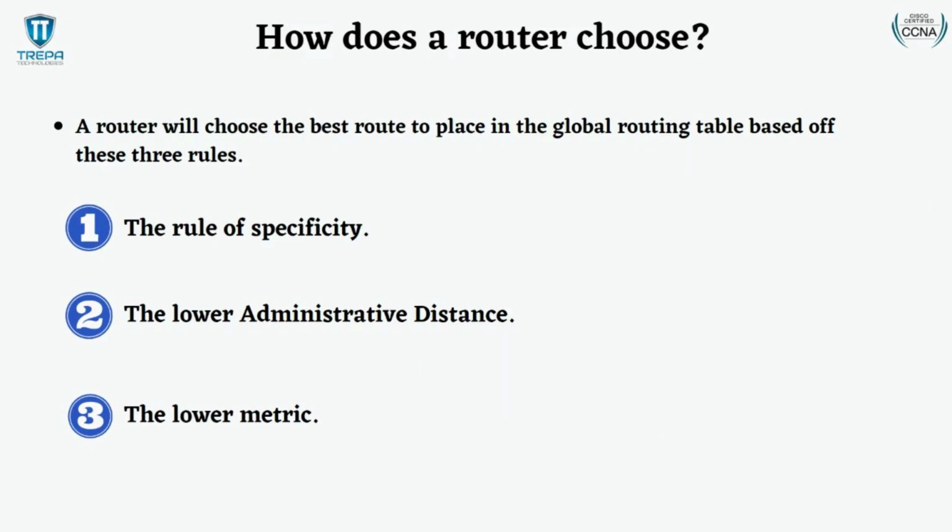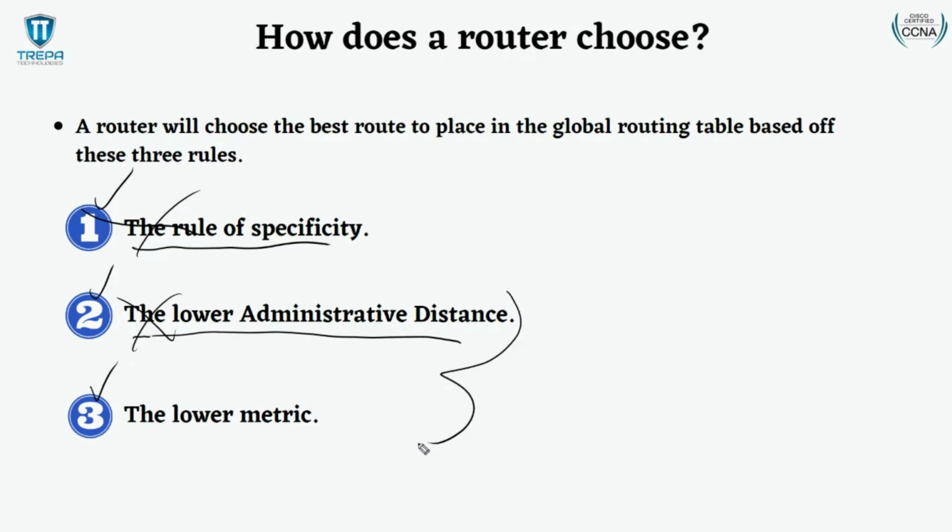And there's three rules. If you don't remember anything else from this video, remember these three rules. The rule of specificity, which trumps everything. This is chronological, right? The lowest administrative distance is next if this rule is out. If this rule gets out, and we're all learning about one routing protocol, the lowest metric wins. Okay? So let's dive into these rules.